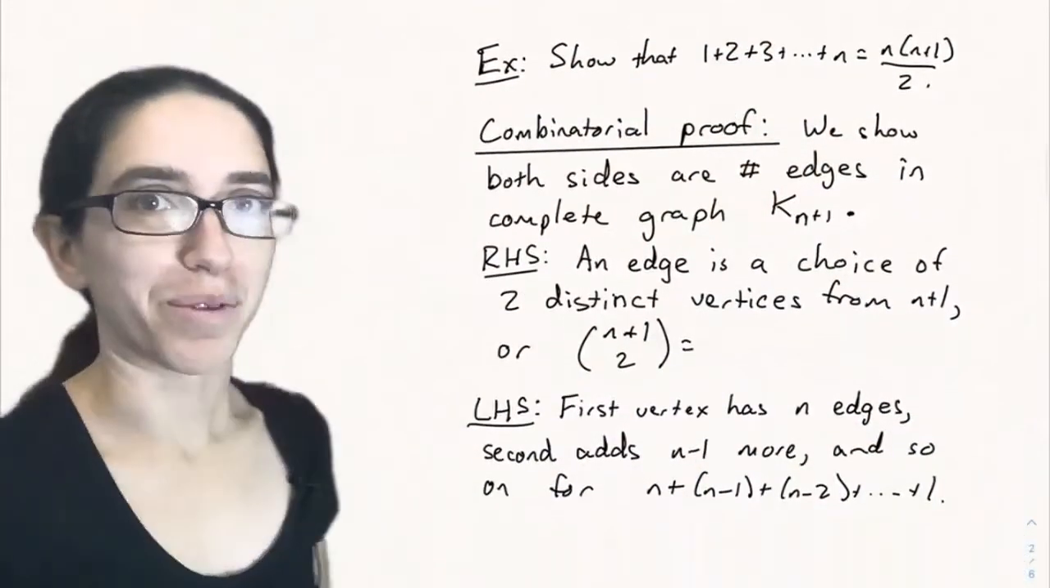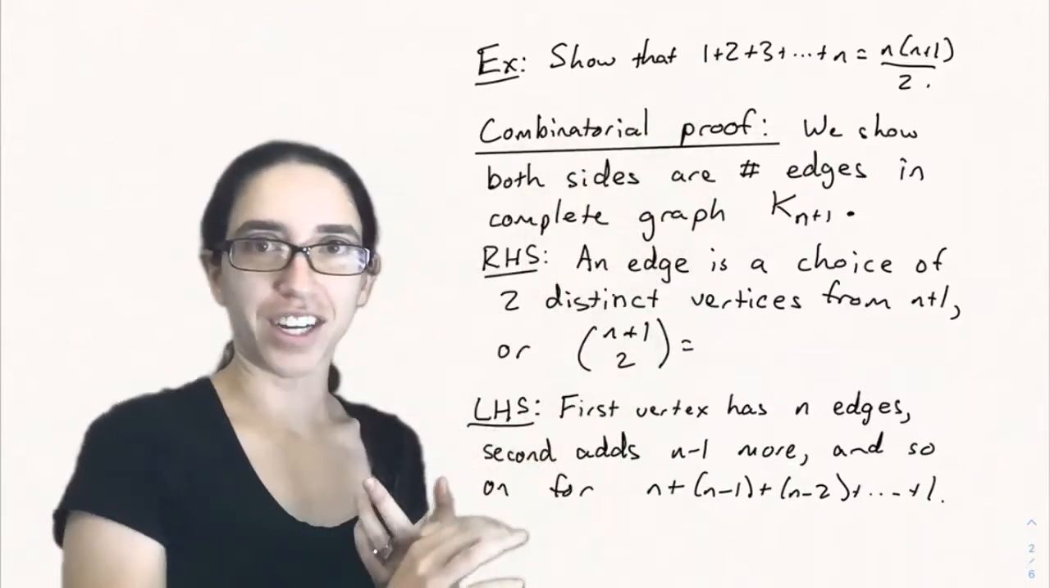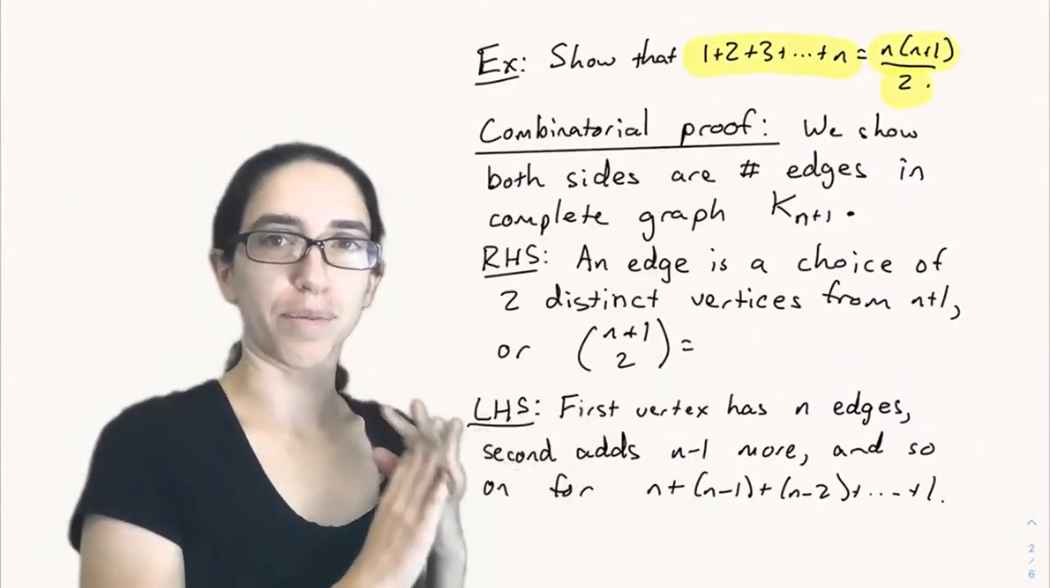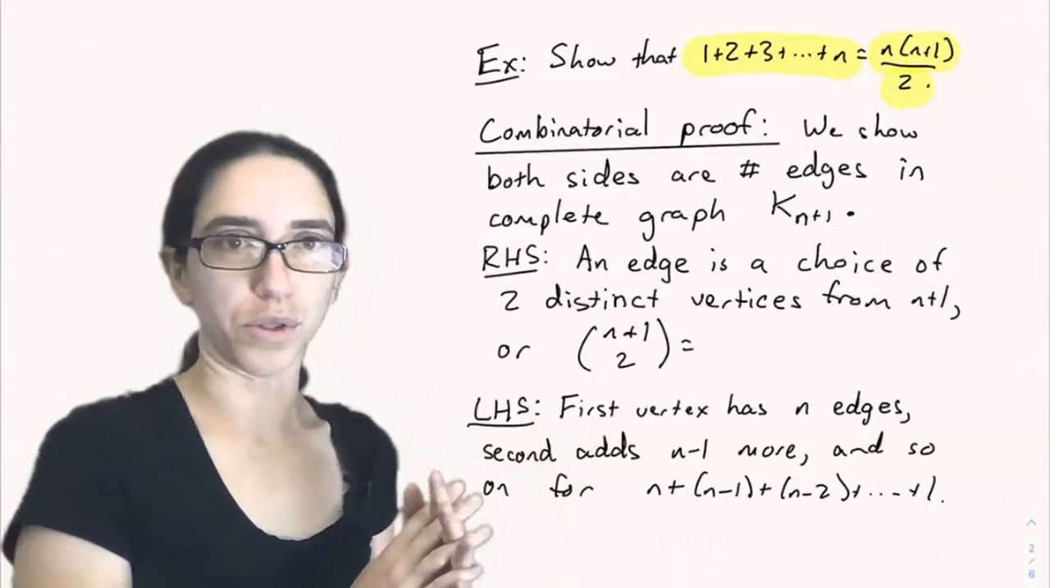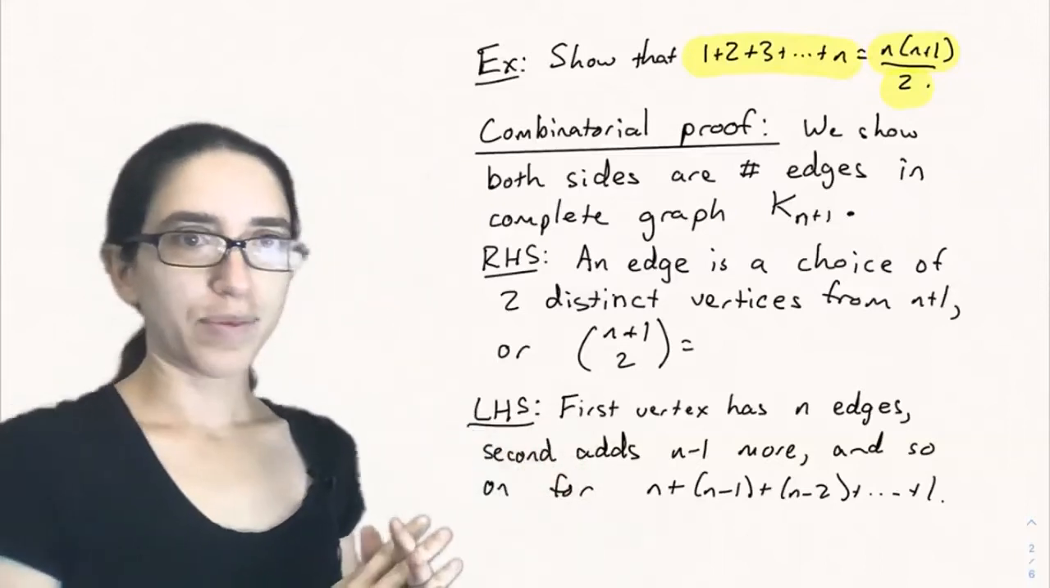Let's look at another example. We've seen Gauss's lemma quite a lot using induction. We drew a picture. This is the sum of the numbers 1 plus 2 plus 3 up to n, which is n times n plus 1 over 2, that triangular number. And let's do a combinatorial proof in this case.